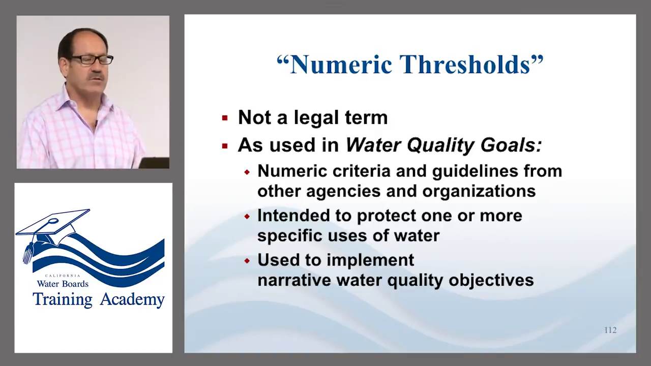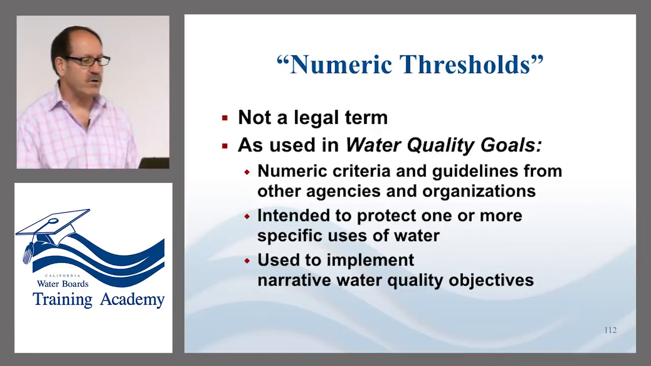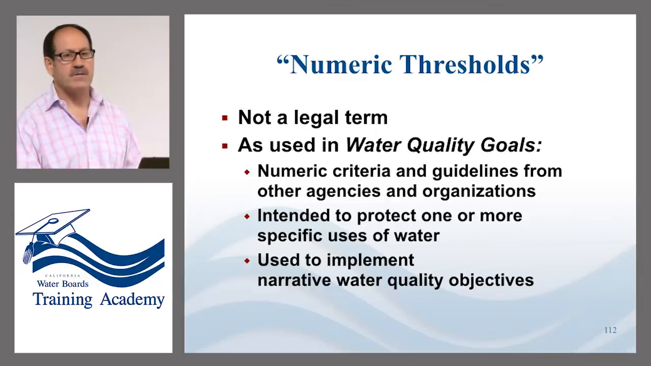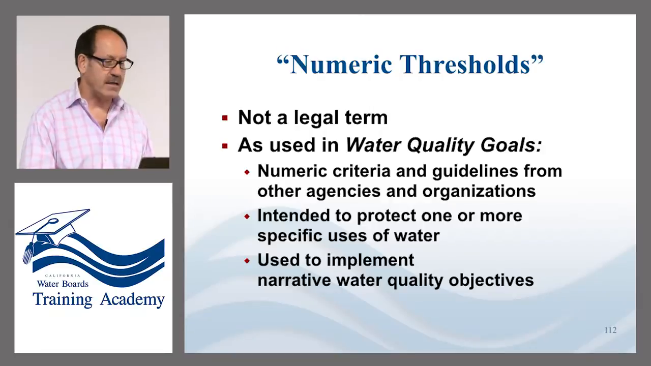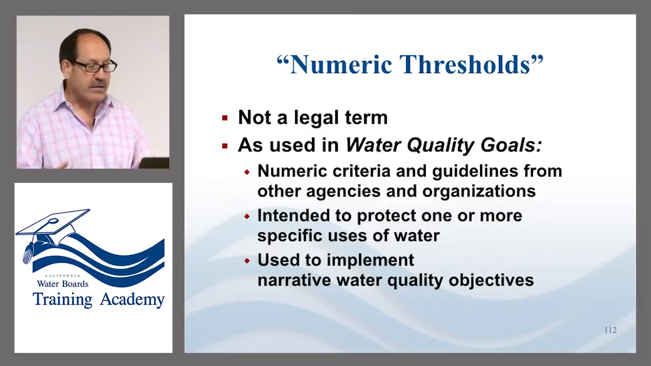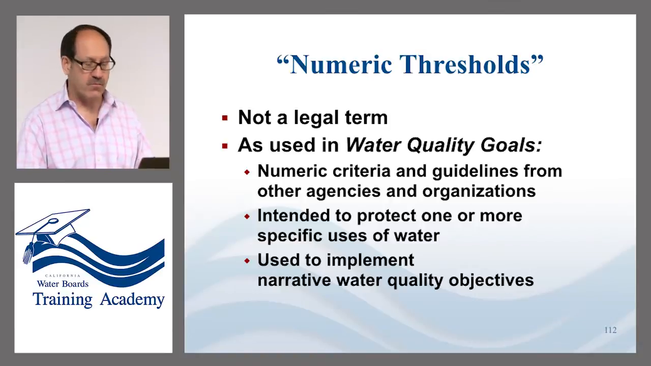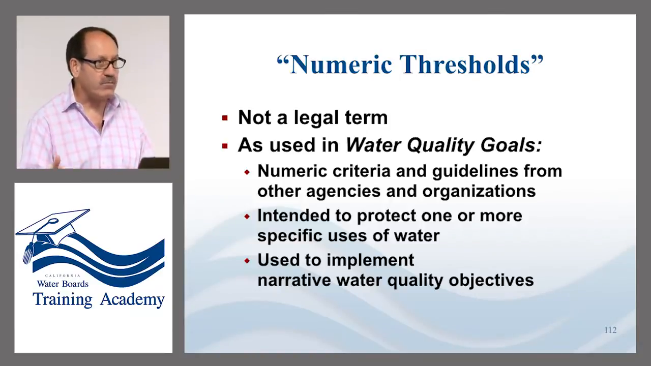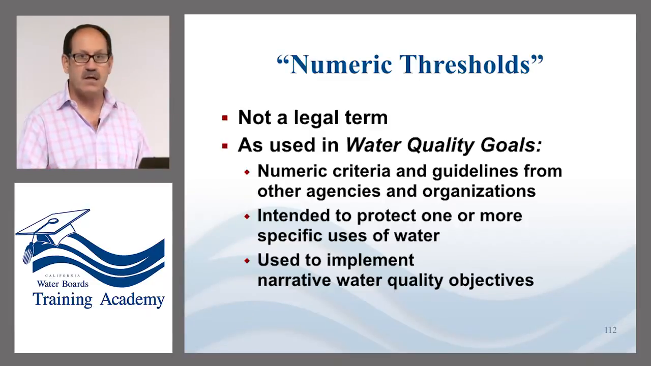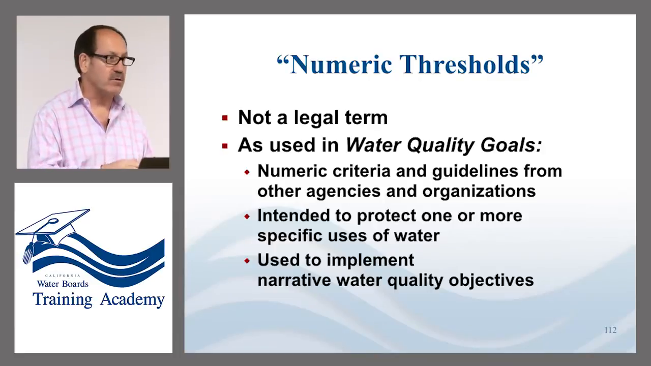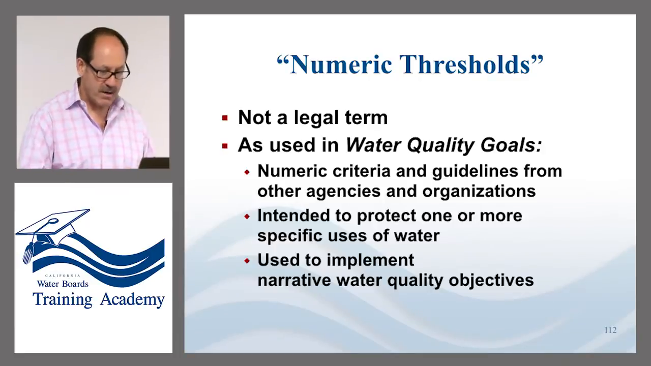Numeric thresholds. This isn't a legal term. This is a term that I use in this class and in the staff report to refer to numeric criteria and guidelines from other agencies and organizations that are calculated to protect one or more uses of water and that we can refer to in interpreting or implementing our narrative water quality objectives, whether it be toxicity, taste or odor, chemical constituents, pesticides, whatever it might be.